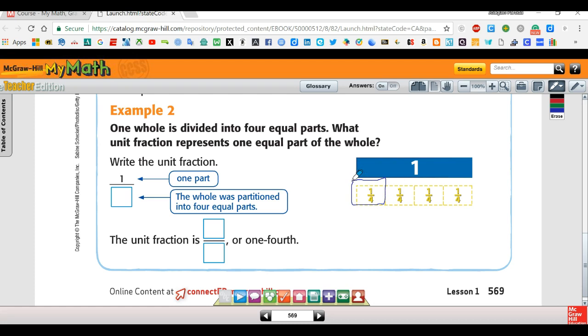Okay, so write the unit fraction. 1 part out of how many? 4. So there are 4 equal parts. Okay, so each one of these represents 1/4. Okay, and how many fourths make a whole? 4 of them. Just like how many quarters make a dollar? 4.